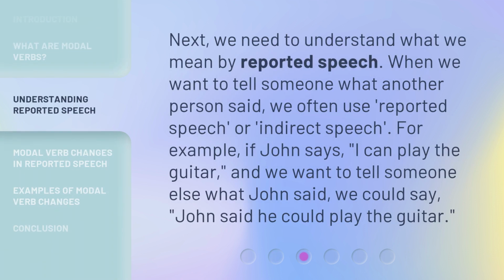Next, we need to understand what we mean by reported speech. When we want to tell someone what another person said, we often use reported speech or indirect speech. For example, if John says, "I can play the guitar," and we want to tell someone else what John said, we could say, "John said he could play the guitar."